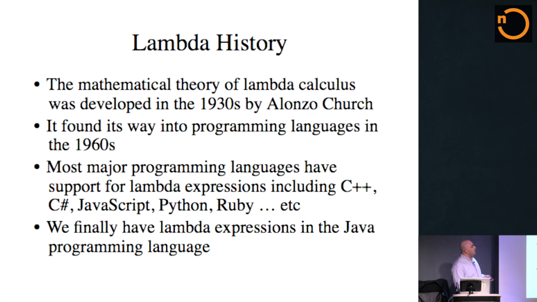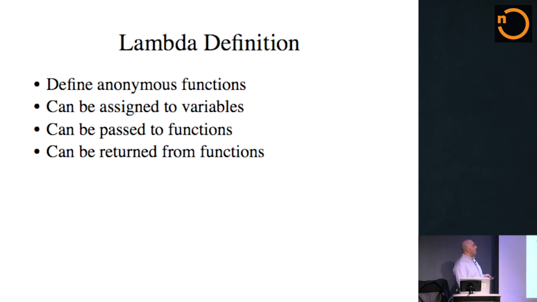A little bit of history about lambdas. They're actually very old. They're ancient. They're from the 1930s. And they made their way into programming languages in the 1960s. And practically all programming languages have them. C++, C#, JavaScript, Python, Ruby. And now, finally, after many years of waiting, so does Java. So we're no longer lambda-less.